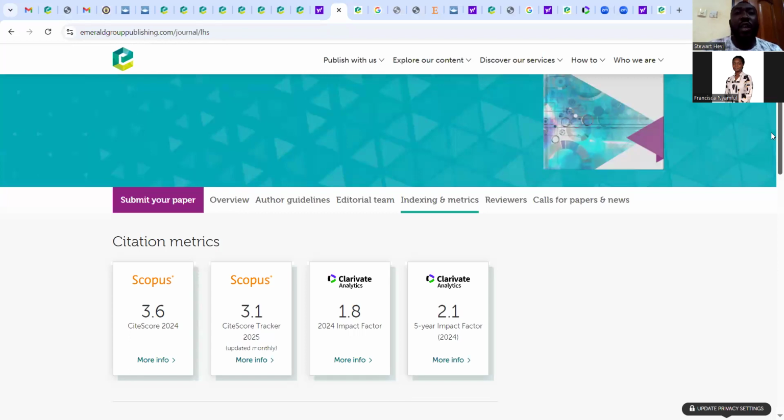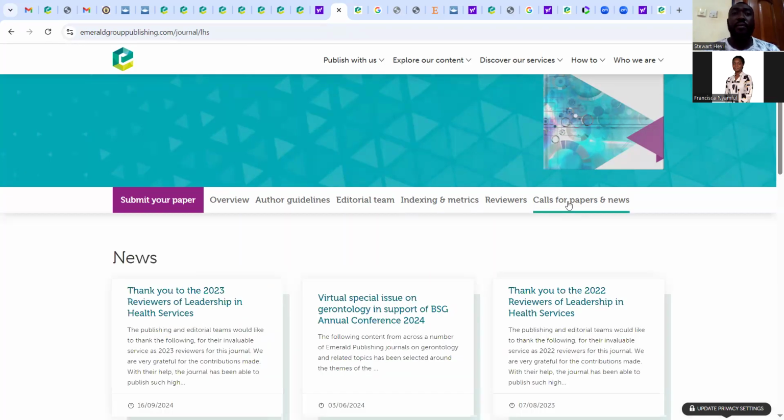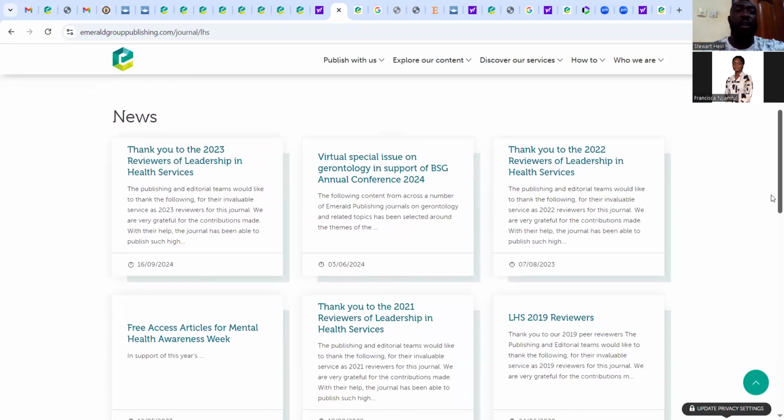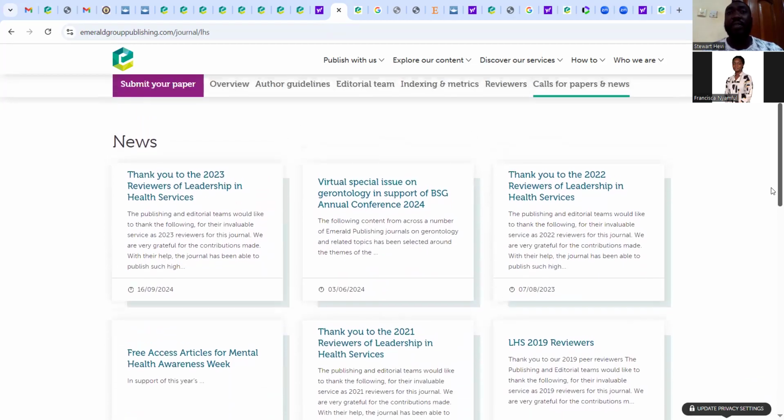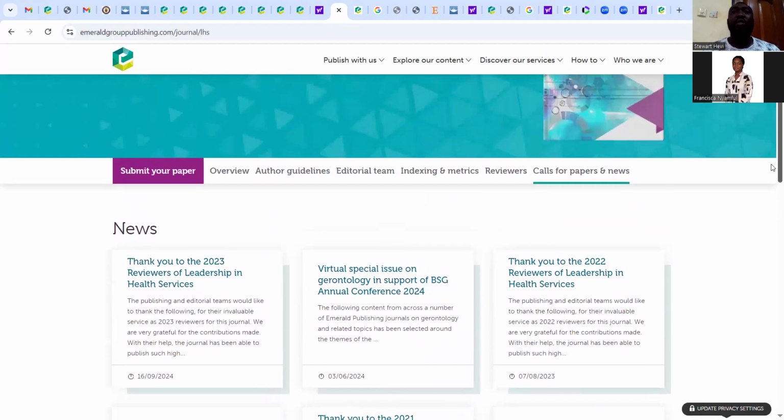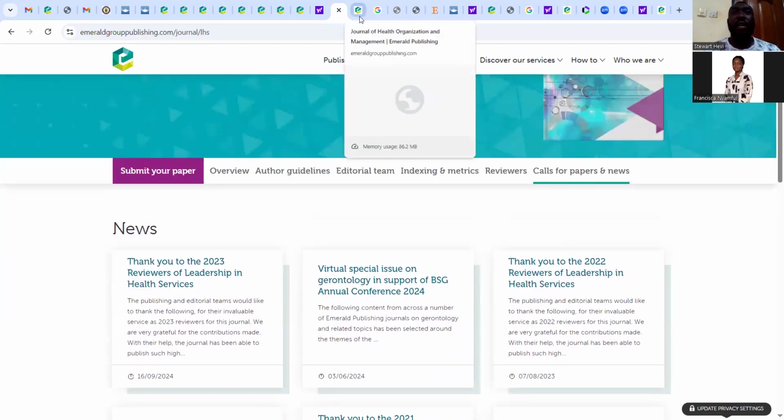So another thing that you can do to check this is to go to what we call the call for papers. It's not always that they have a call for papers anyway, but when we look at this one, you see clearly that there are no call for papers. All right. So let me check the second journal that we looked at.